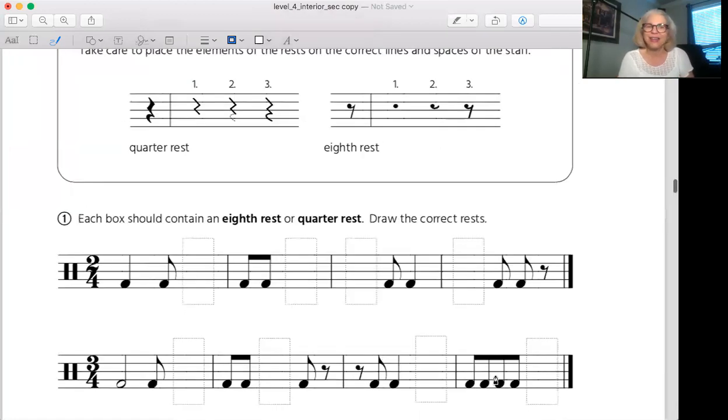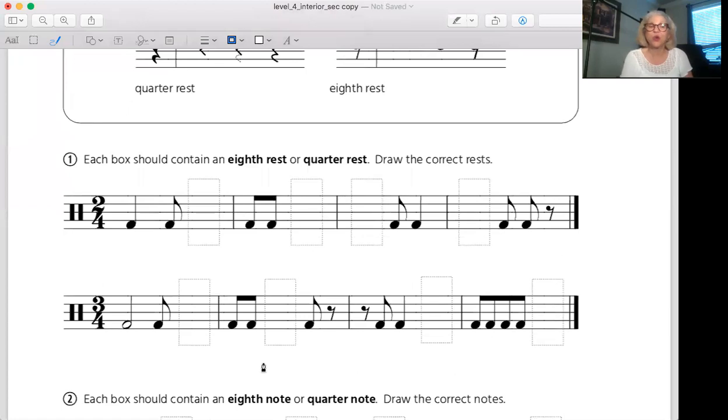Take a look at section 1. You're going to be drawing only rests in these boxes. You'll need to count and see if the box should be an 8th rest or a quarter rest. Pause the video, complete section 1.